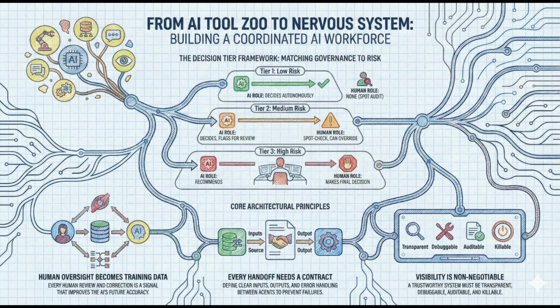So, the nervous system. It's really the infrastructure that turns all these powerful but isolated AI toys into a single, coordinated, functioning workforce. And to recap those core principles, 1. Every single handoff needs a contract. Explicit interfaces are mandatory. 2, decision tiers match your governance to the stakes, low, medium, high risk. And that uncertainty trigger is your safety valve. And 3, visibility is non-negotiable. The system has to be transparent, debuggable, repeatable, auditable, and above all, killable.